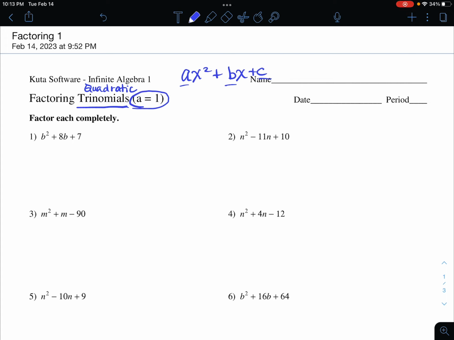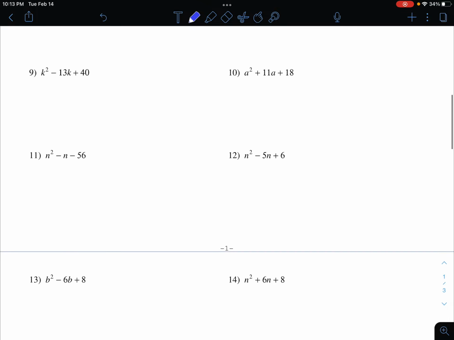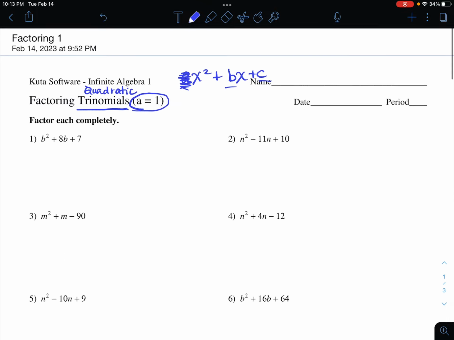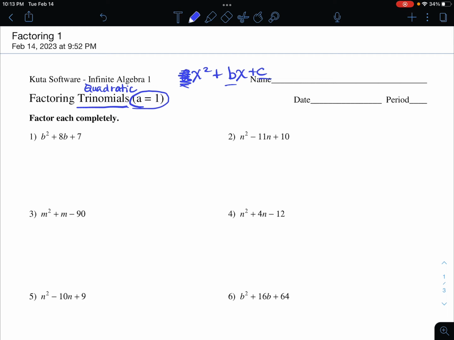But today, notice how we're going to factor ones where a is 1. So you're going to notice there's not going to be a leading coefficient, except for on the next page if you've already looked, but we'll get to that in just a second. If you remember me saying earlier when we were learning how to multiply, all this is the distributive property backwards.